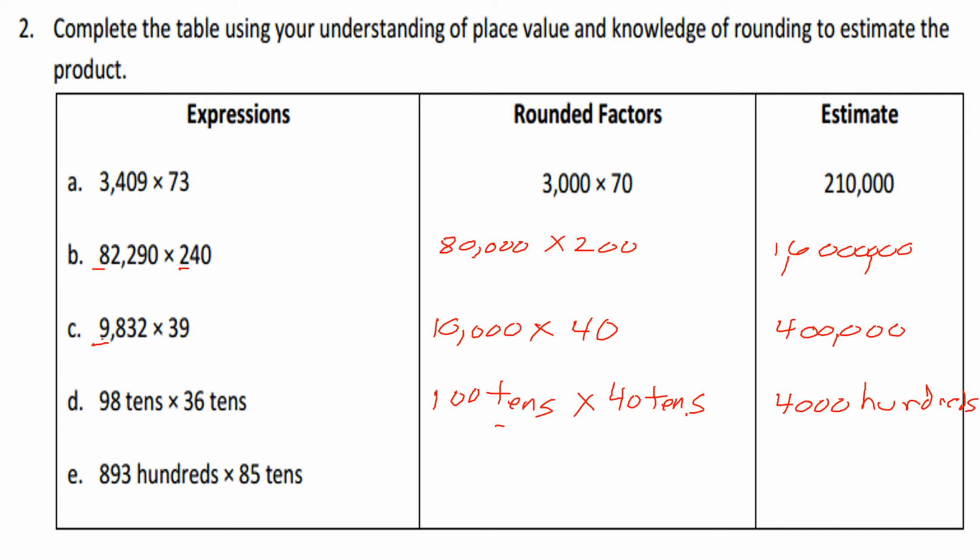Our last one, 893 hundreds, is going to be closer to 900 hundreds, times 85 tens, which is going to be closer to 90 tens. And we know 9 times 9 is 81, and we have 3 zeros. And then we have hundreds times tens, which is thousands. So we've done the same thing, just using the unit form.